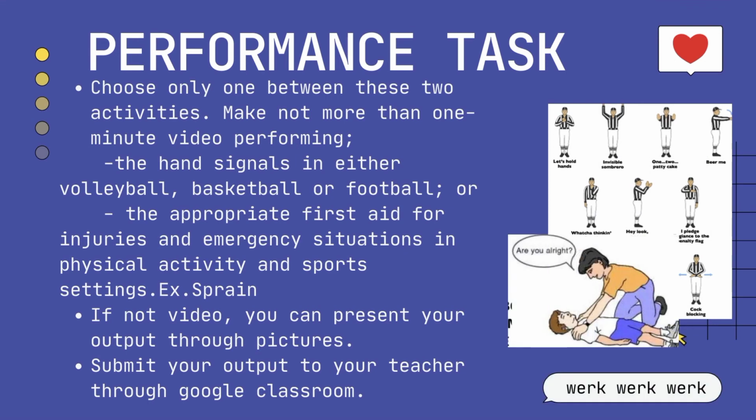Grade 9 learners, this is now your performance task. Choose only one between these two activities. Make a video of not more than 1 minute performing the hand signals in either volleyball, basketball, or football, or the appropriate first aid for injuries and emergency situations in physical activity and sports settings. Example is giving first aid for sprain. If not video, you can present your output through pictures. Submit your output to your teacher through Google Classroom.